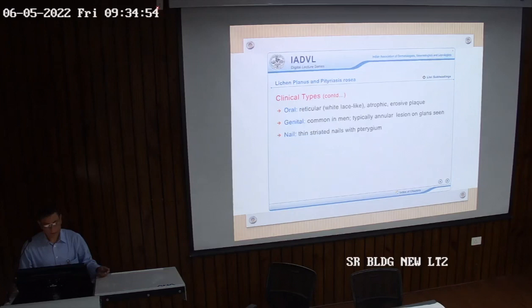Then oral lichen planus: it's a reticular white lace-like pattern, atrophic, or erosive, like an erosive plaque. So orally you will find a lace-like pattern, a bit violaceous, in the oral mucosa, especially the buccal mucosa. Genitalia, we already read that usually in genitals, especially males, you will find annular lesions over the glans. And nails are important. You will find thin striated nails with pterygium. Pterygium you will be able to know only once you see such a nail. But striations are much more common in nails in lichen planus, what we usually call onychorrhexis. No need to go into this terminology, but remember the commonest finding: nails may be involved, scalp may be involved, and the common presentation is flat-topped lesions with violaceous appearance and itching.